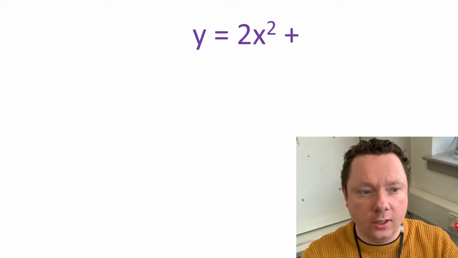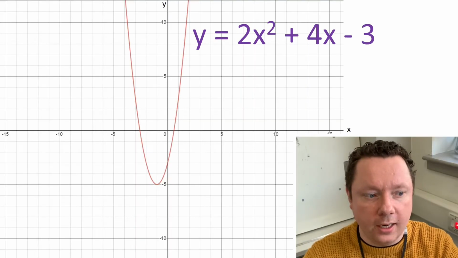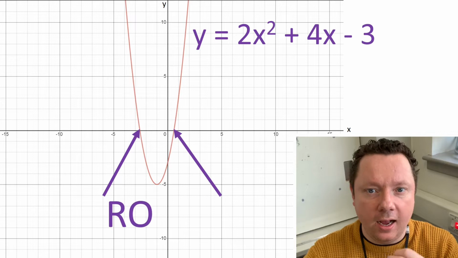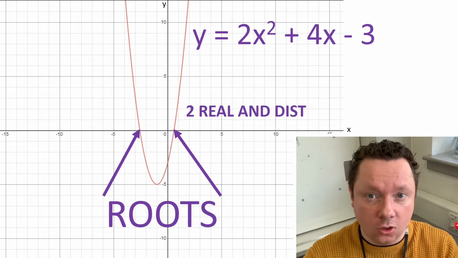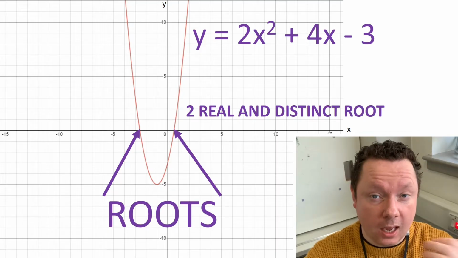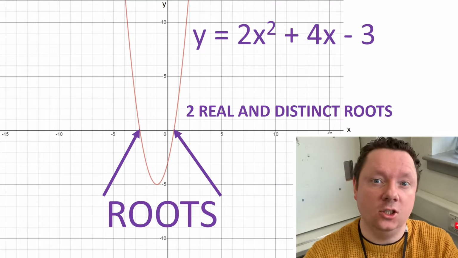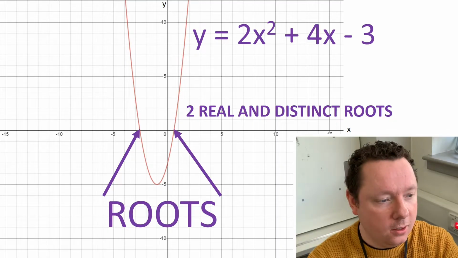So let's look at the equation y equals 2x squared plus 4x minus 3. That has the roots crossing, you can see on the x-axis there. It's got two roots then obviously, and so we say that it's got two real and distinct roots. Distinct just means different roots, okay? Let's look at another one.